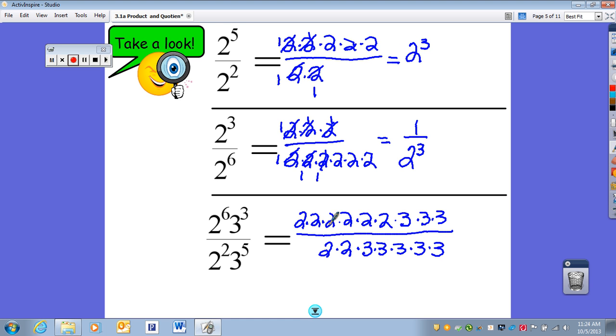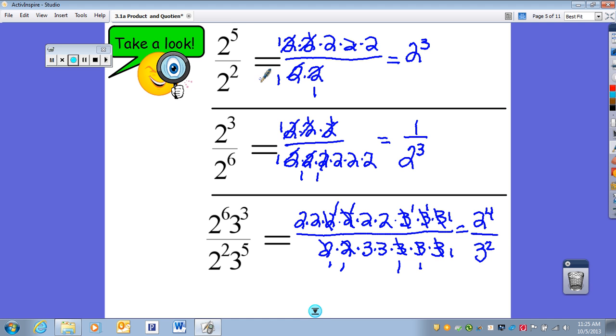So I'm going to simplify. I'm going to take 2 divided by 2, which is 1, and 2 divided by 2, which is 1. And then I'm going to simplify 3 divided by 3, which is 1, 3 divided by 3, which is 1, and 3 divided by 3, which is 1. So if I simplify the numerator, it looks like I have four 2's left in the numerator. I don't have any 3's left. And in the denominator, it looks like I have two 3's left, which would be 3 to the 2nd power.